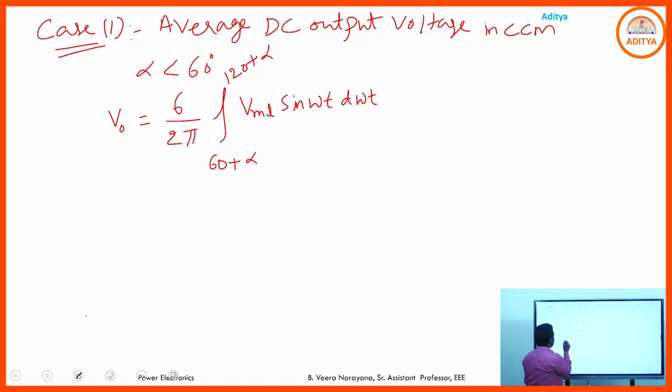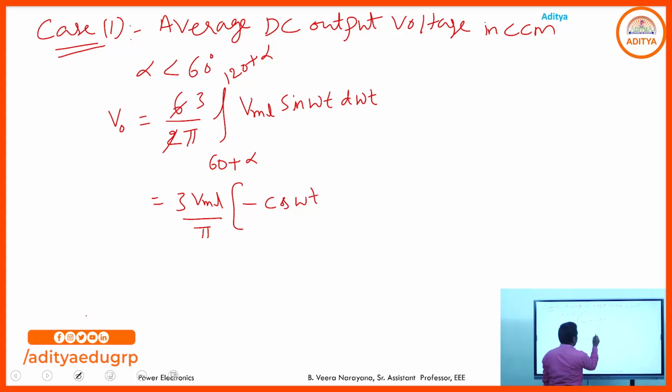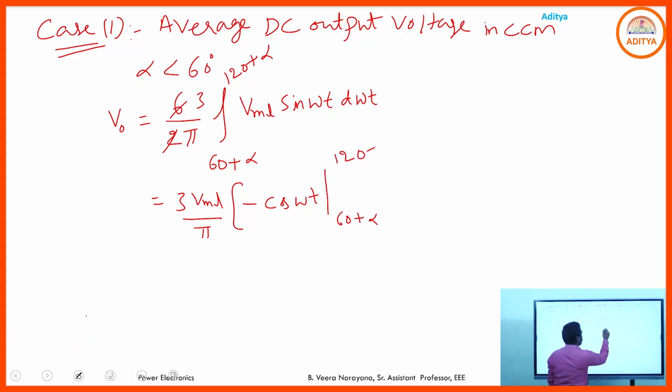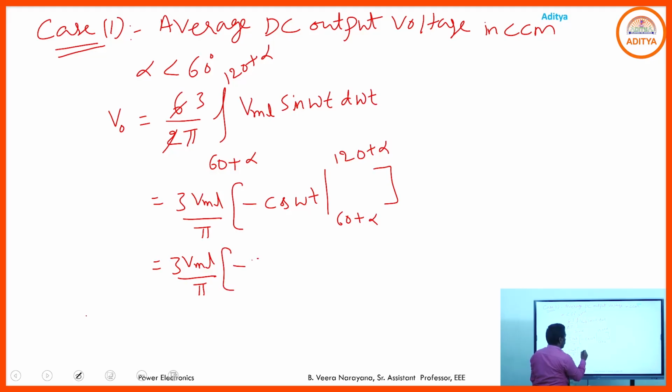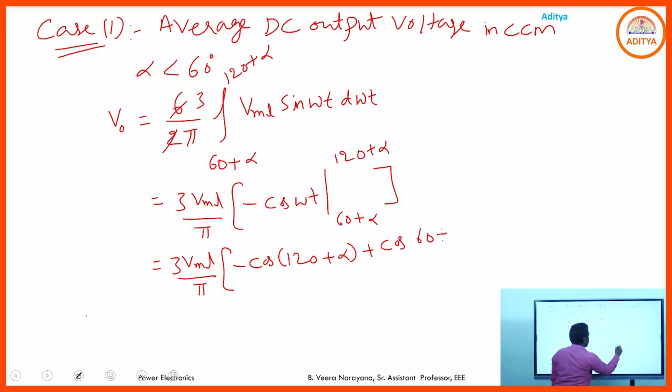By simplifying this expression, what do you get? Finally 3 VML by pi, the integral of sin omega t is minus cos omega t, between the limits 60 plus alpha to 120 plus alpha. Replacing the limits, 3 VML by pi times minus cos of 120 plus alpha, minus of minus cos of 60 plus alpha.